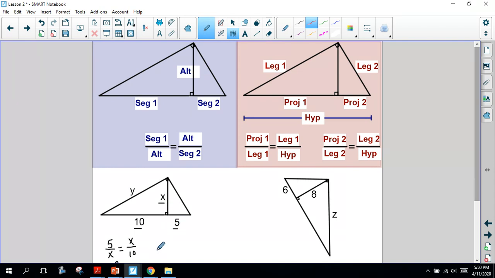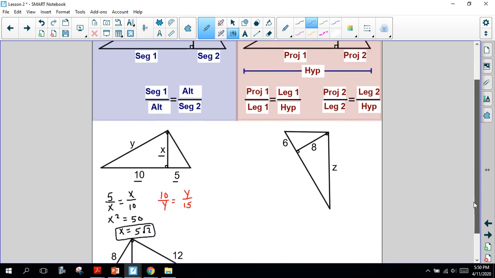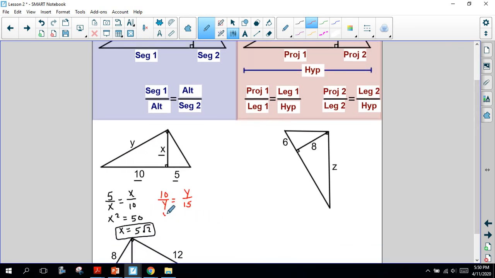I have enough information because I only have the one unknown. Y, the leg of Papa Bear, is a geometric mean between its projection of 10 and the entire hypotenuse length, which happens to be 15. If I start solving this, the product of the means gives me y squared, the product of the extremes gives me 150, and as you take your square root in simplest form, the square root of 150 breaks down into 5 radical 6. So the final answer there is 5 radical 6.